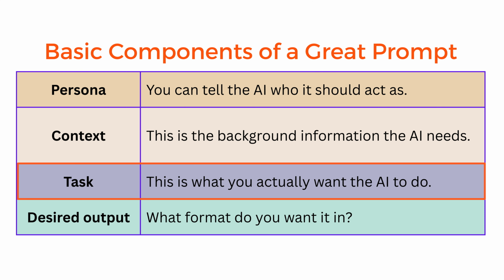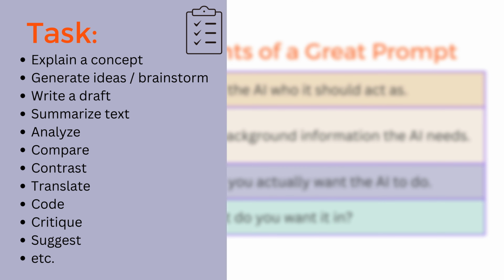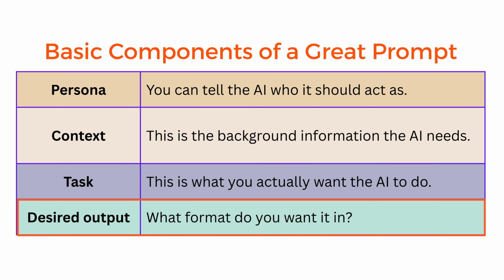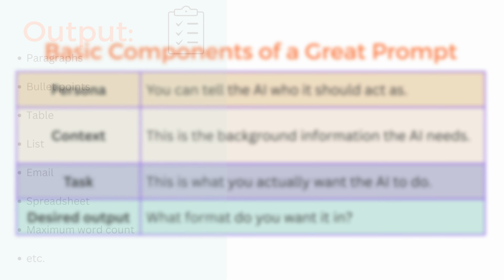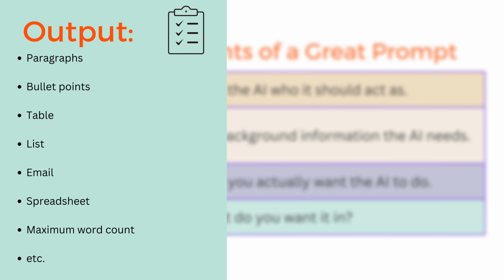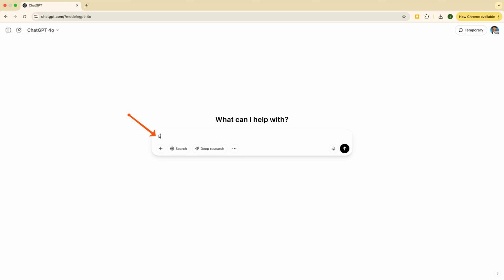Task. This is what you actually want the AI to do. Be specific. Use action verbs. Do you want it to explain a concept, generate ideas, write a draft, summarize text? Desired output. What format do you want it in? Paragraphs, bullet points, a table, a list, an email draft? What's the word count? Let's see this in action.